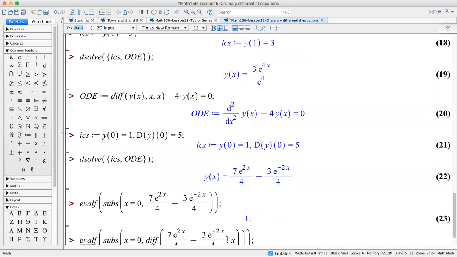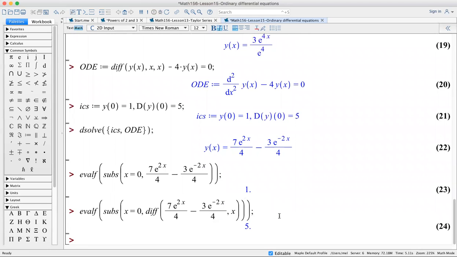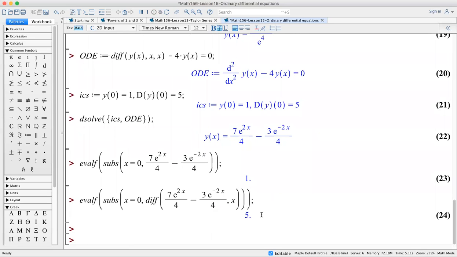And you can check explicitly. If you substitute x equals 0 into the solution, you get 1. And if you substitute x equals 0 into the derivative, you get 5. So that is really everything you need to know to solve a differential equation.